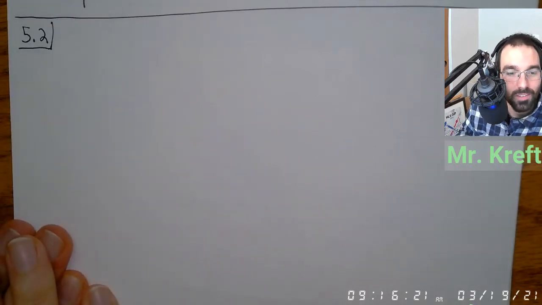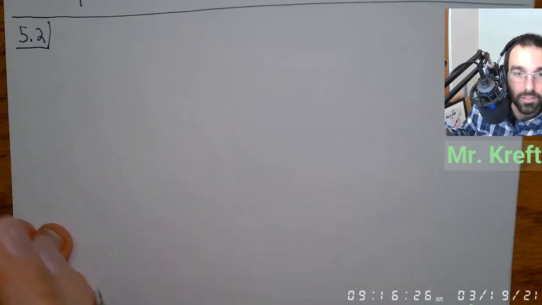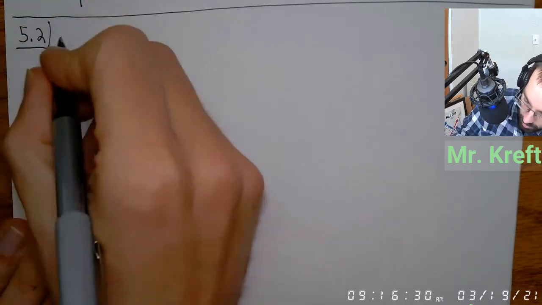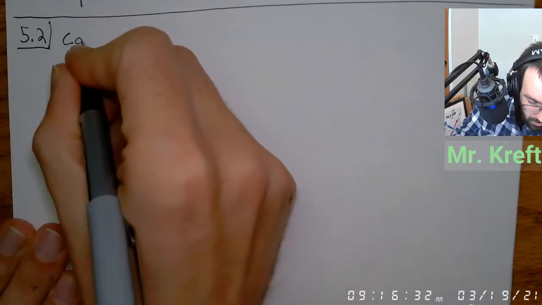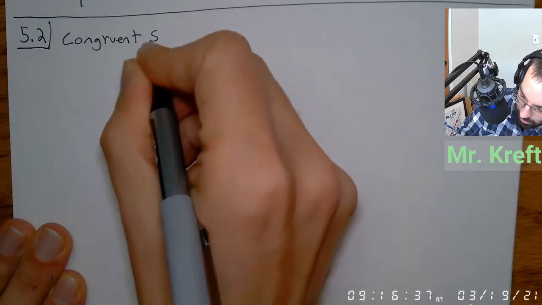All right, so let's take a look at 5.2. Your homework is going to be out of 5.2 tonight, because we're going to be talking about congruent triangles for the next month. So if we're going to talk about congruent triangles, then we need to refresh on what it means to have congruent shapes.